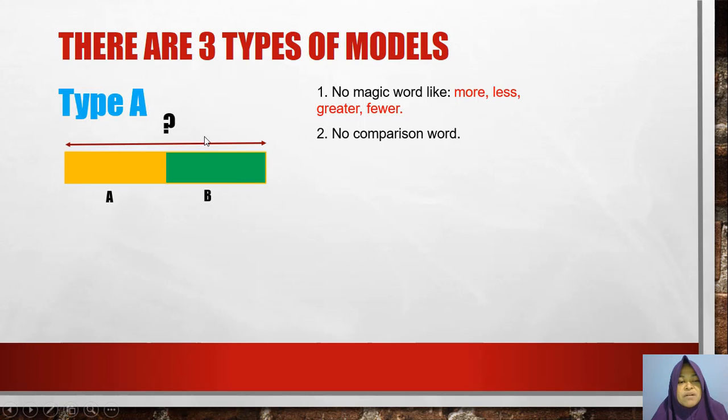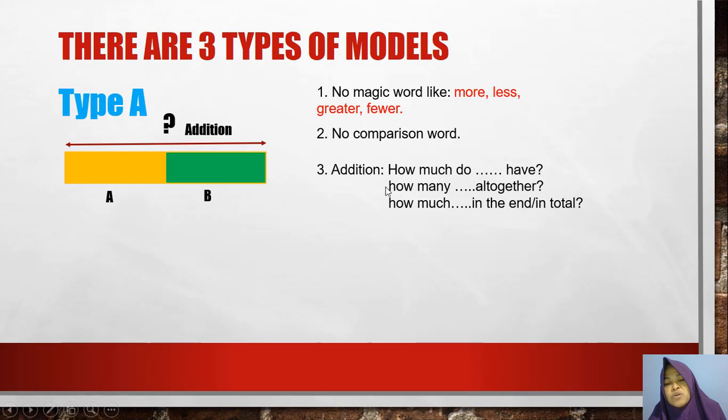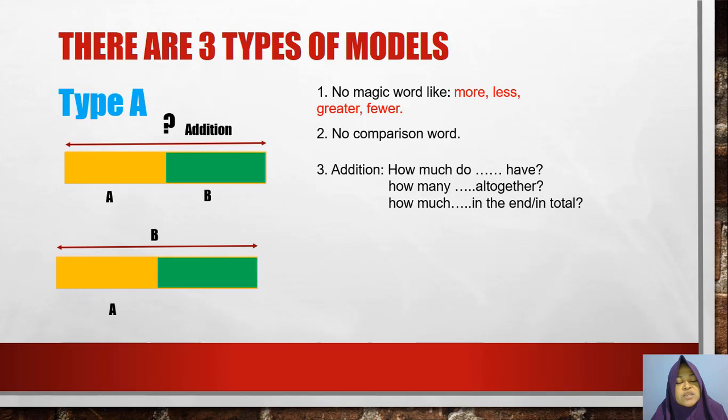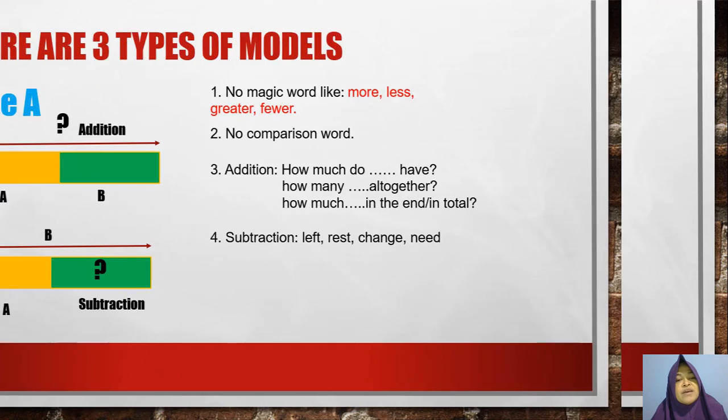If the question mark is on the top, usually it will be addition. The words will be how much do I have, how much do you have, for example, how many apples altogether, how much total or in the end. If the question mark is in the small box, it will be subtraction. Subtraction will be left, rest, change, need, or edit. That is type A.